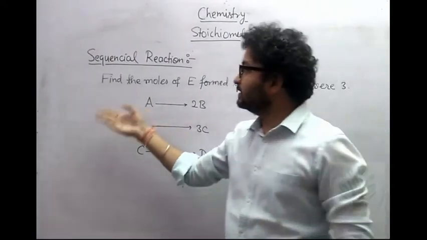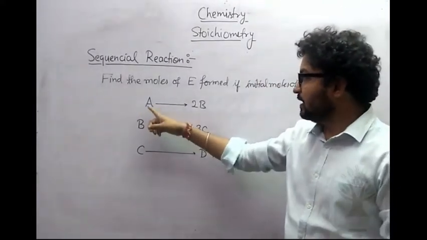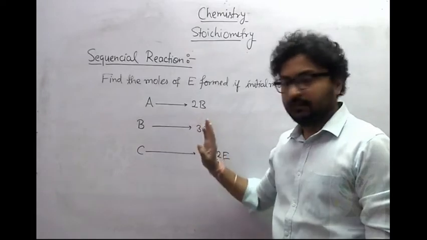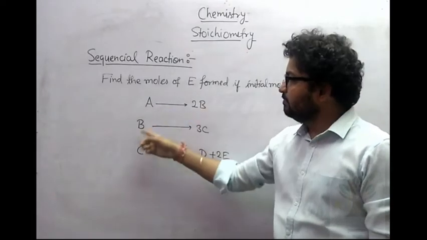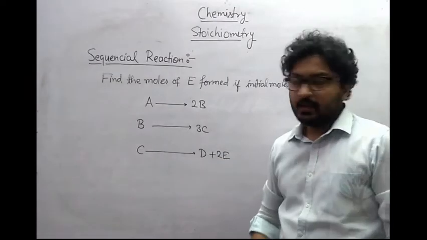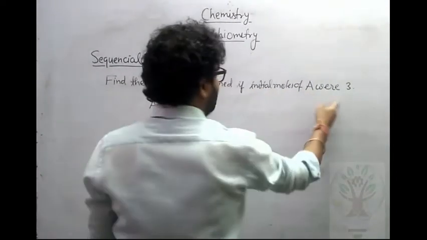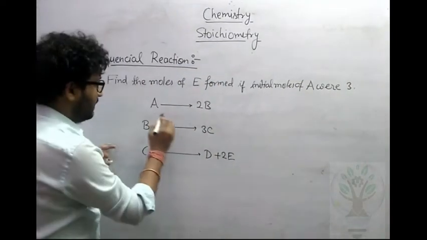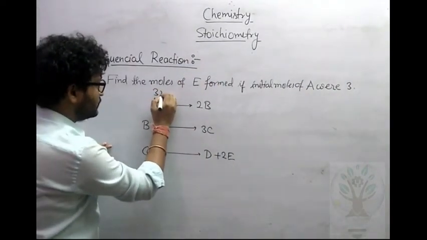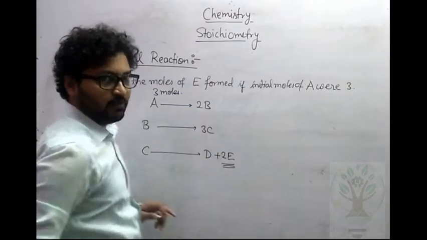So यहाँ पे क्या है, देखिए, let's take an example and this example will make things clear. Here what is happening? A is forming 2B. Okay, A से हमारा 2B बन रहा है. Then B is forming 3C. Then C is forming D plus 2E. Question is: find the moles of E formed if initial moles of A were 3. Means initially we had 3 moles of A. Now they are asking how many moles of E will be formed.